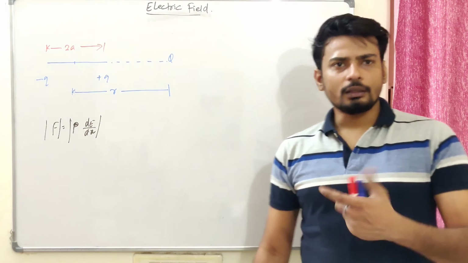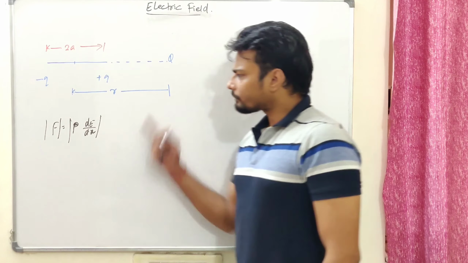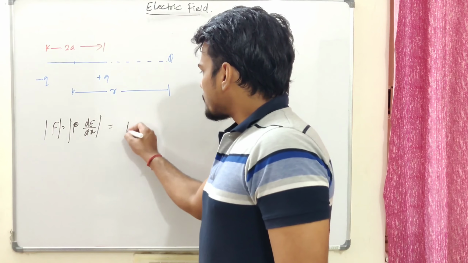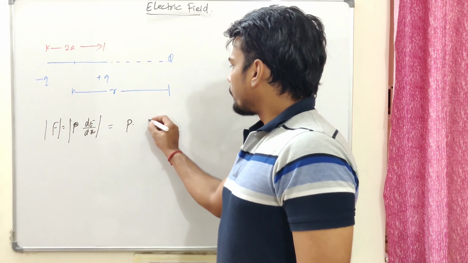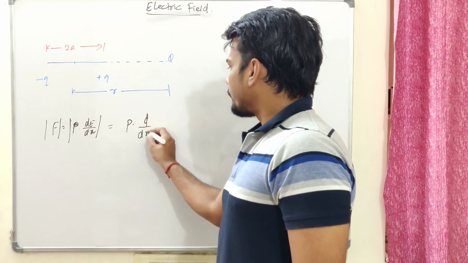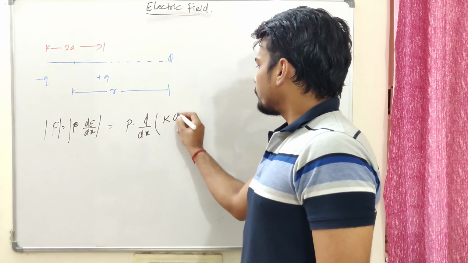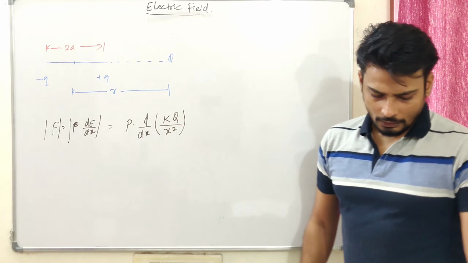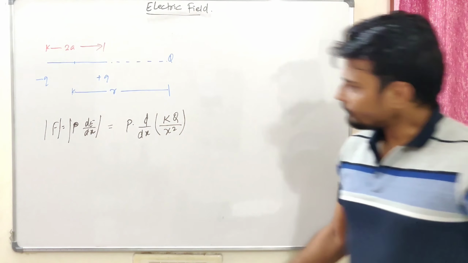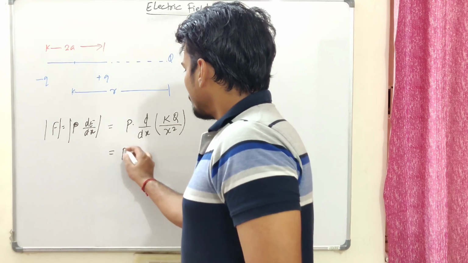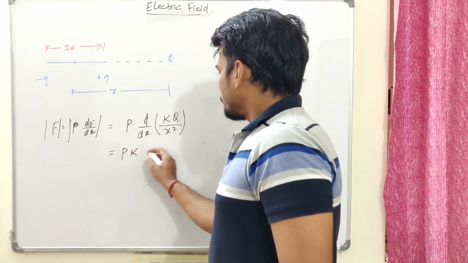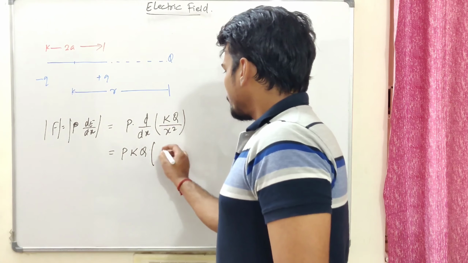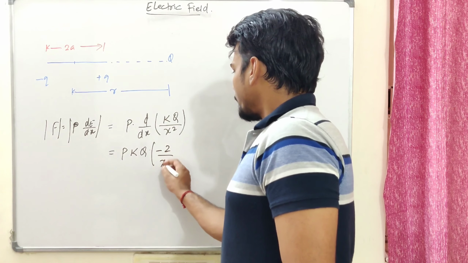kq over x square. Over here, x is nothing but r. Let's keep the dipole moment p, and d by dx of kq over x square. Now if I want to differentiate this, then that should be how much? p, k will come out, q will come out. Differentiation of 1 by x square is nothing but minus 2 over x cube.